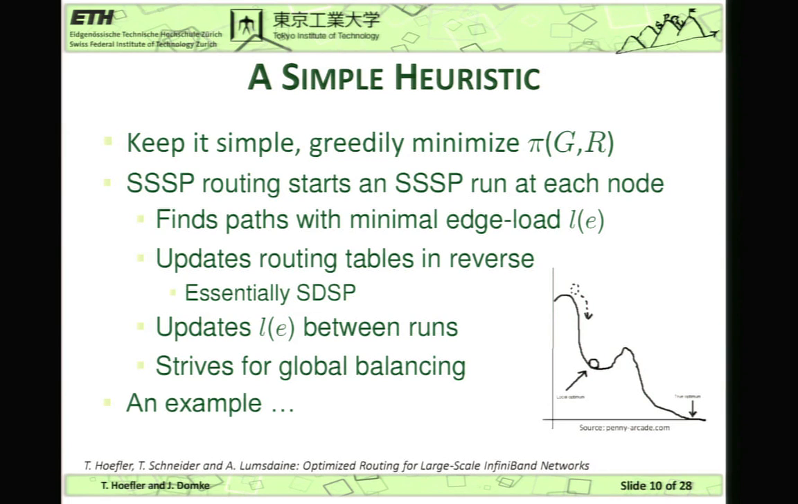So we designed a nice algorithm for this. It's really, really simple, and we'll go through an example here. It's basically a local optimization. So we try to optimize this, and it really works like this. It starts at the default case, very similar to MinHop, then tries to find a minimum, but it'll get stuck in a local minimum, so I'm not claiming any optimality here. But it is much better in practice. And it strives for global balancing.